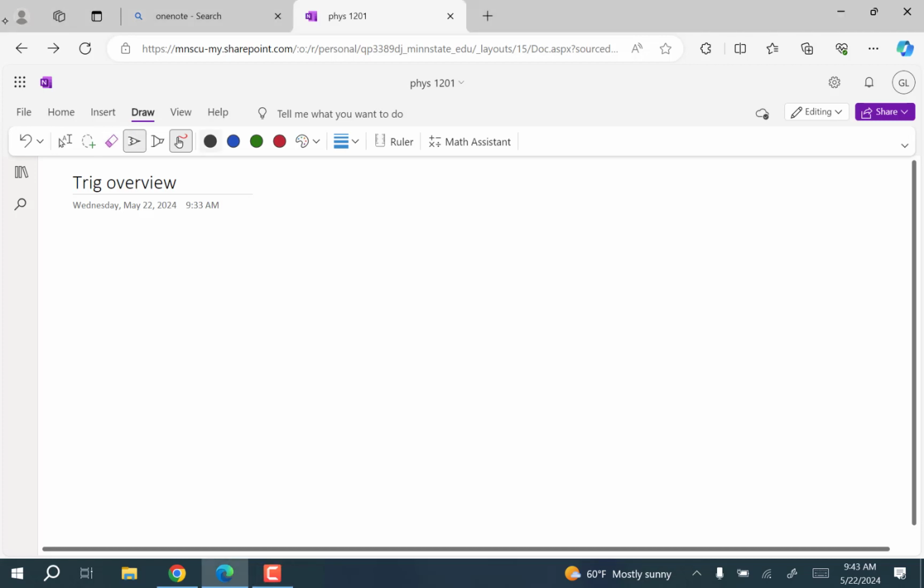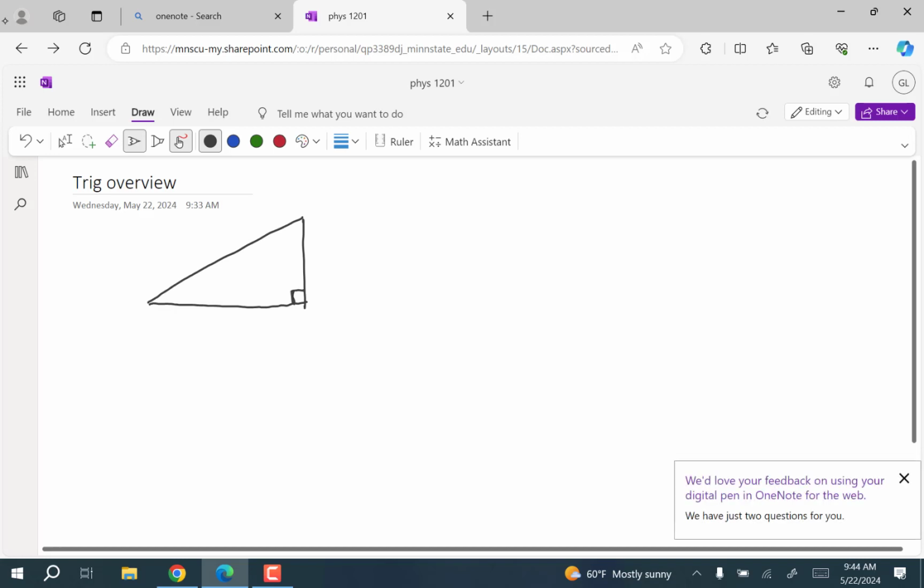So, okay, let's start with a right triangle. A right triangle means one of these angles is 90 degrees. And we're going to pick one of the two other angles. It doesn't matter which one. This works either way. Let's say that this is the angle that we're going to be considering. We'll call that angle theta.